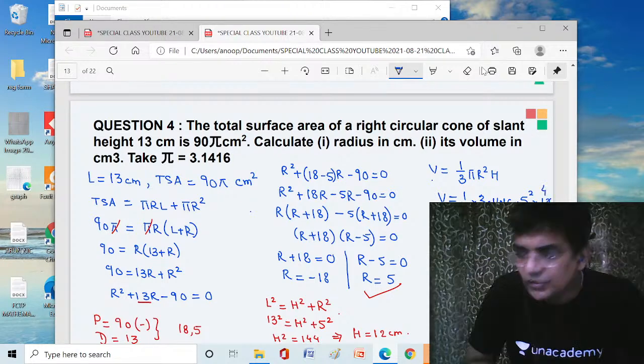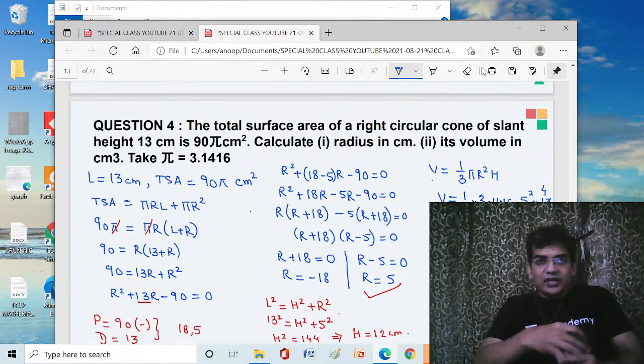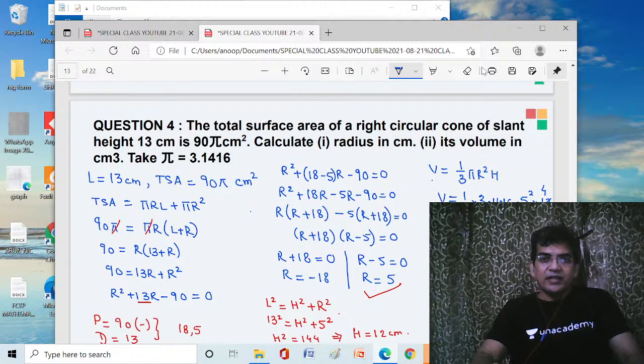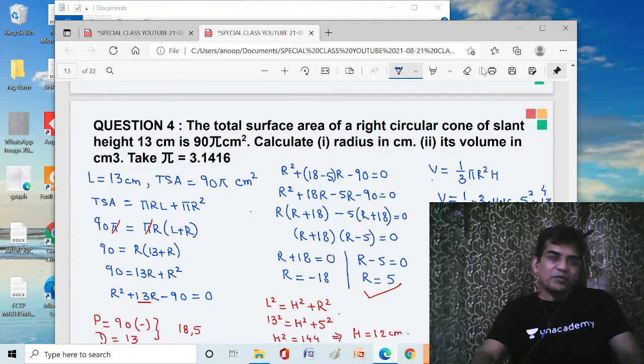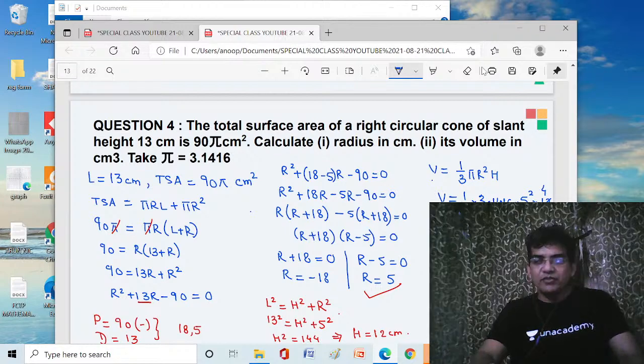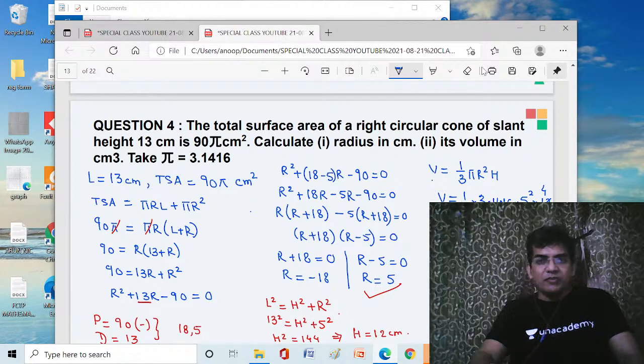So this question is clear to you now. You can see it once again. The total surface area of the right circular cone of slant height. So slant height was given to us as 13, and the total surface area was given as 95. So we have applied the formula for the total surface area. On applying the formula and doing the calculation, we are getting a quadratic equation in terms of r.